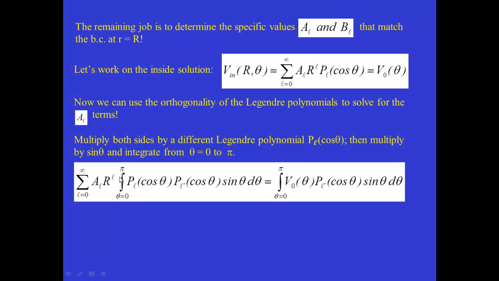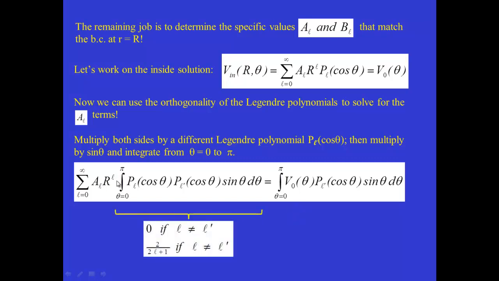So the order of the summation and the integral are independent, and what I've done is I've pulled outside the integral any of the terms that don't have any theta dependence. So the A sub L and the R sub L don't have any theta dependence. They came outside the integral.